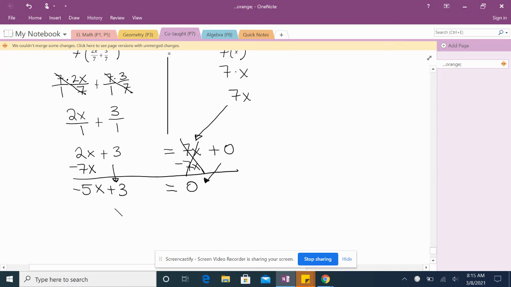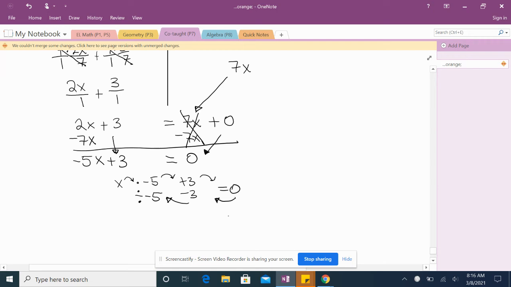And now we can backtrack. So x times negative 5 plus 3 equals the result. And now we do the opposites. The opposite of plus 3 is minus 3. The opposite of multiply negative 5 is divide negative 5.